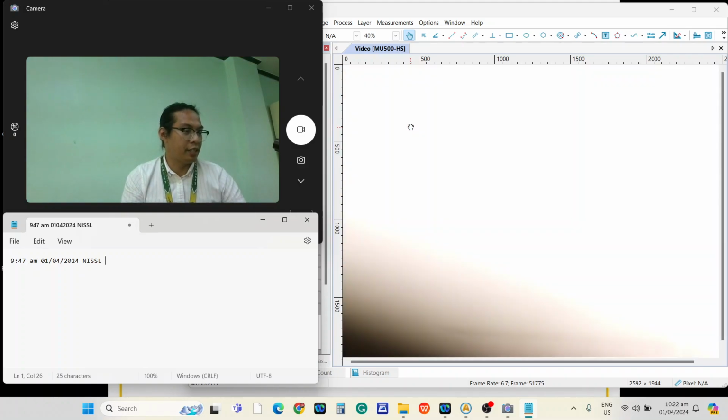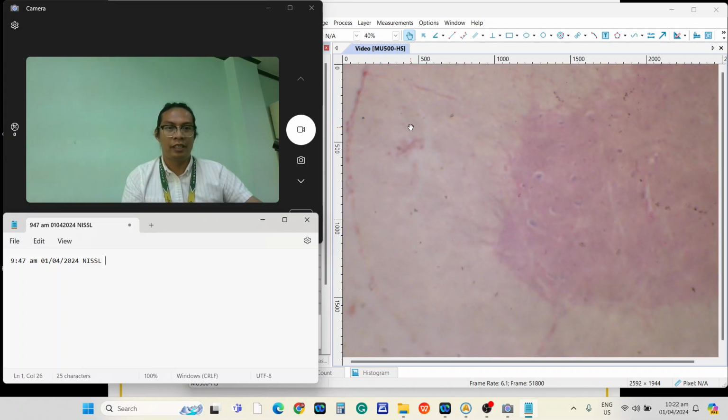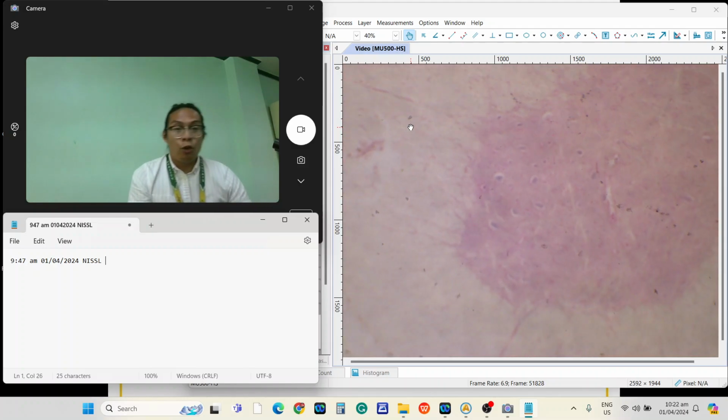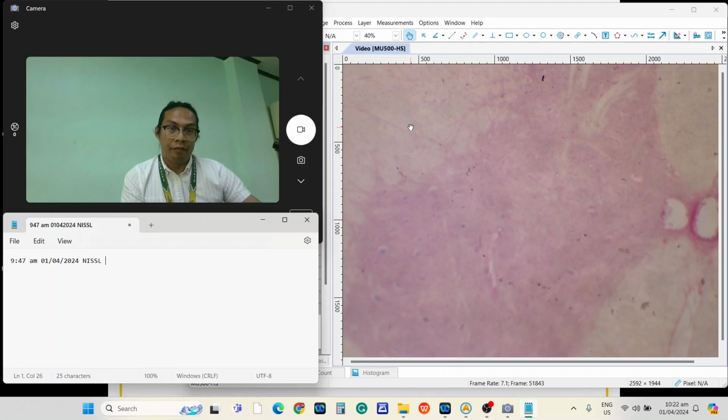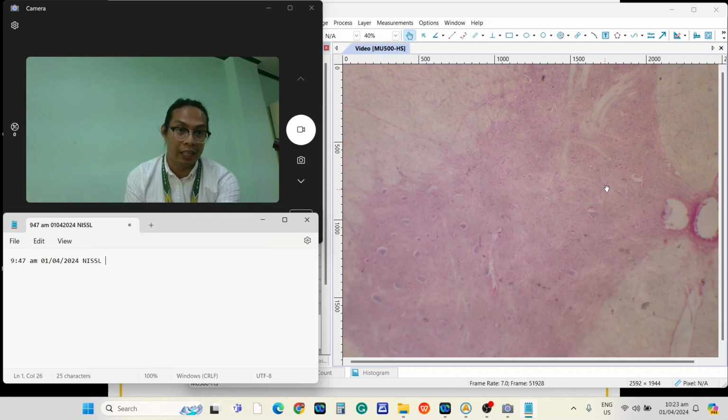Balik tayo dito sa gitna. Makikita naman natin yung kanyang lateral columns or the middle gray. So, ito ang lateral column ng spinal cord or the gray matter of the spinal cord. Okay? So, you can see, maliit na uli ang kanyang nerve cell bodies.